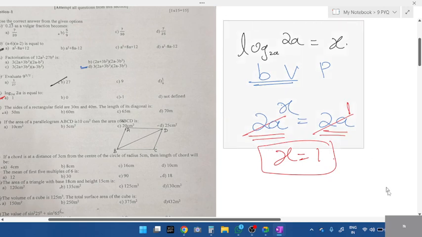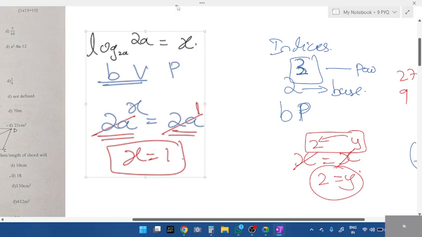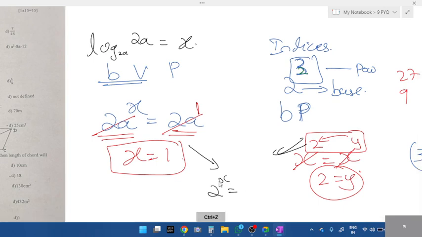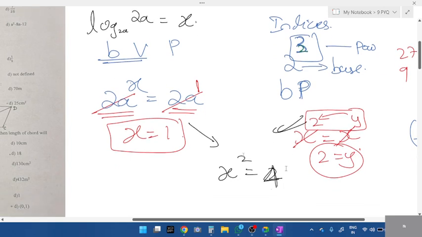Completed? All of you done? If you want, beside that, maintain this notes. It will be helpful during revision. Beside this, if you want, take down this example like this: 2 to the power of x is equals to, okay, if you're done with this, how do you solve this question, students?